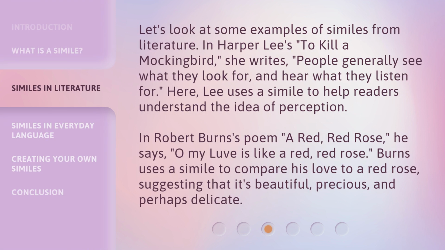Let's look at some examples of similes from literature. In Harper Lee's To Kill a Mockingbird, she writes, "People generally see what they look for, and hear what they listen for." Here, Lee uses a simile to help readers understand the idea of perception. In Robert Burns's poem, A Red, Red Rose, he says, "Oh, my love is like a red, red rose." Burns uses a simile to compare his love to a red rose, suggesting that it's beautiful, precious, and perhaps delicate.